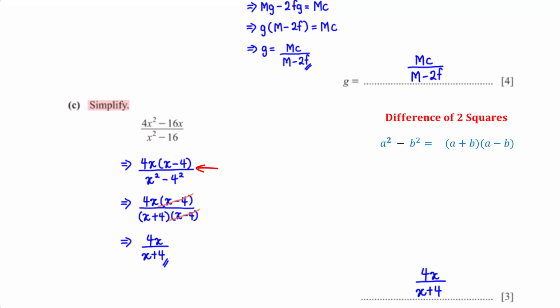By applying the factorization for the difference of two squares, we can rewrite x squared minus 4 squared as x plus 4 times x minus 4. x minus 4 cancels out, and so we are left with 4x over x plus 4.